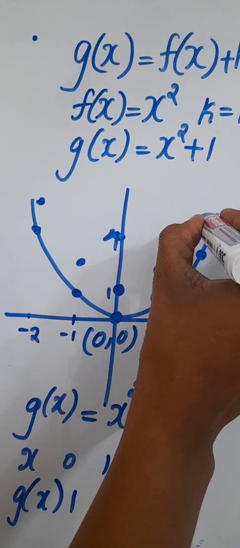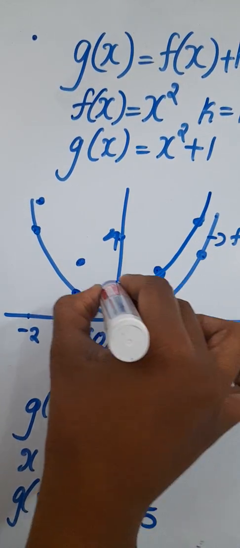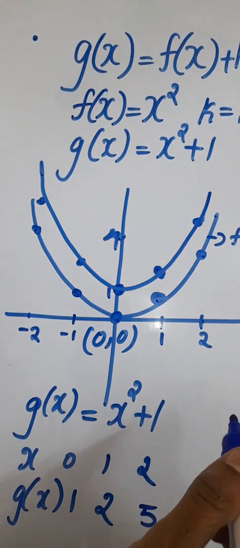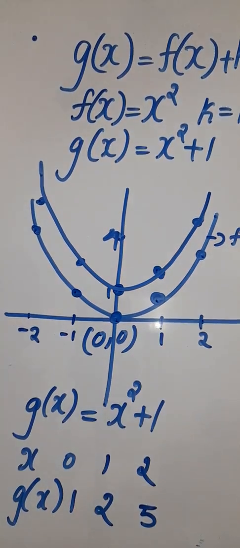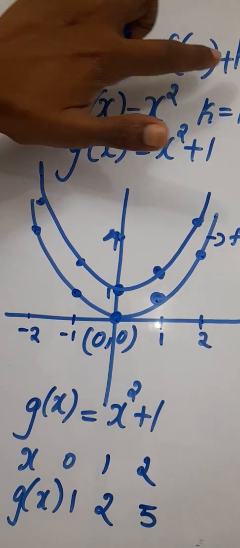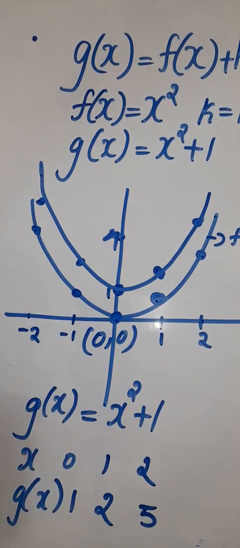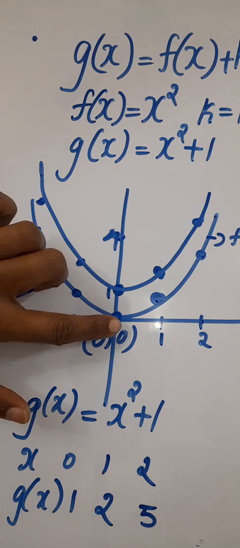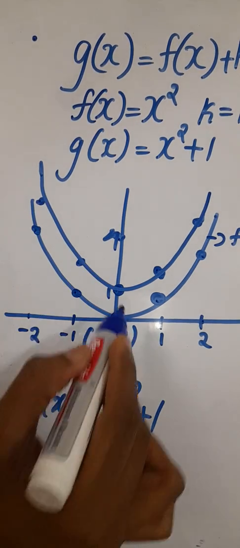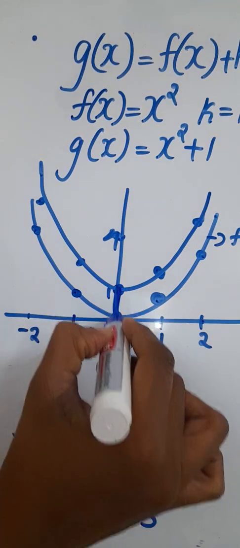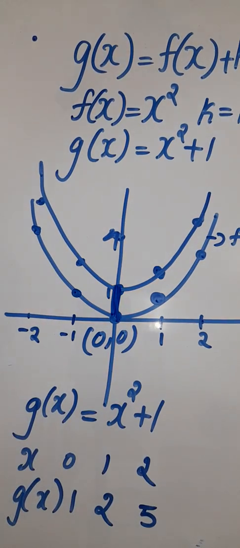Let us join these points. What we see is that when f of x is transformed to f of x plus 1, the whole curve got shifted upwards. And we can clearly see it got shifted by 1 unit.